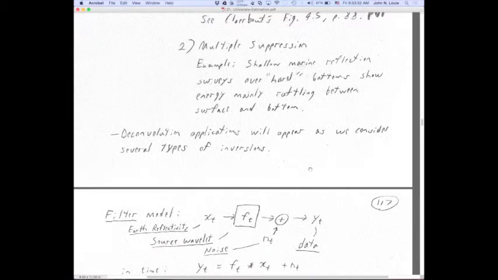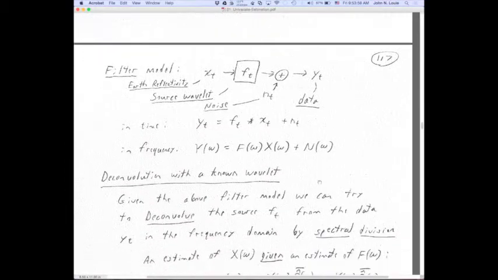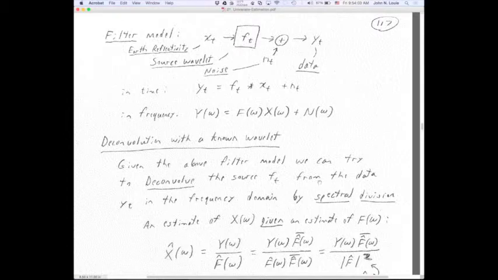So deconvolution applications, more of them even appear as we consider several types of inversions. Indeed, the concept of deconvolution comes out, and think back to the very beginning of 706, from the filter model, the physical model as I called it then, where we have, for exploration, an Earth reflectivity, not an earthquake source here. So we have Earth reflectivity series, X sub t, and a source wavelet F sub t that gets convolved with it, and then we add some noise, and then we get the data Y sub t. In time, the data Y sub t is equal to the source wavelet F sub t convolved with X sub t, the Earth reflectivity, and then with some noise added.